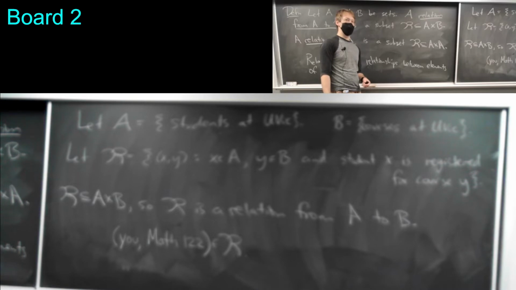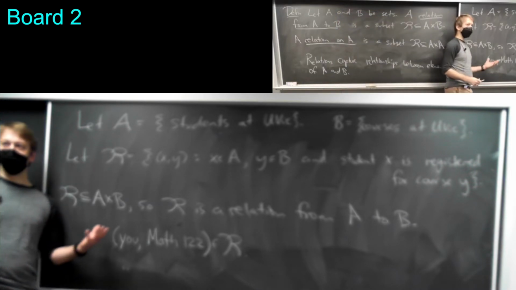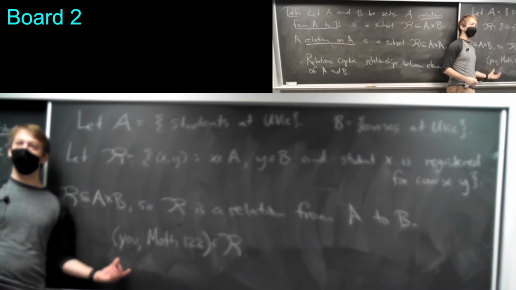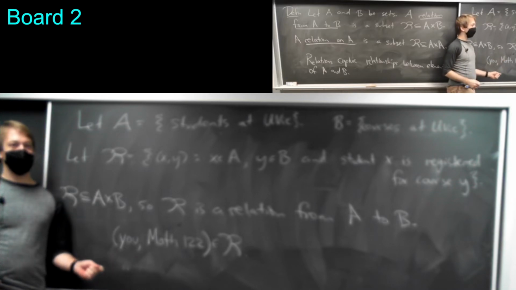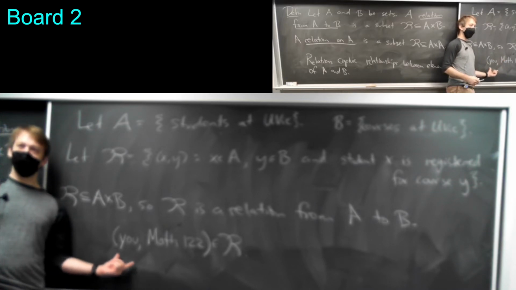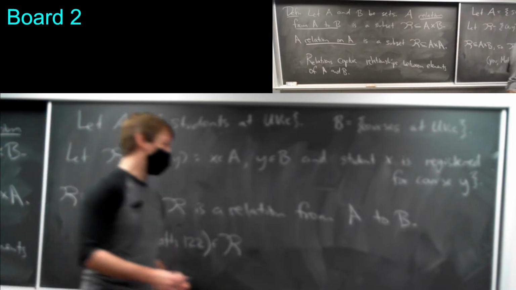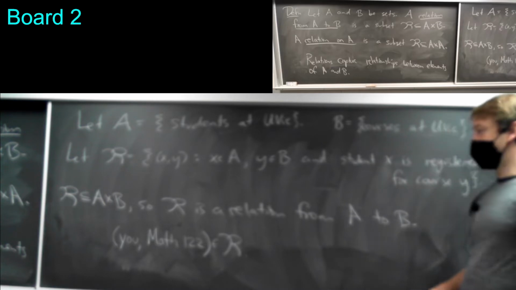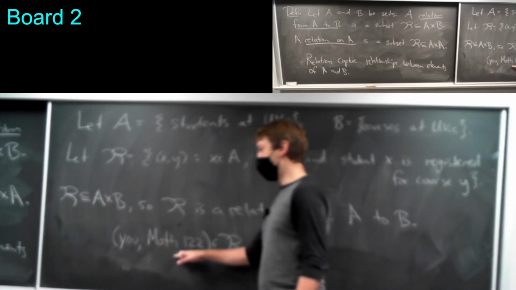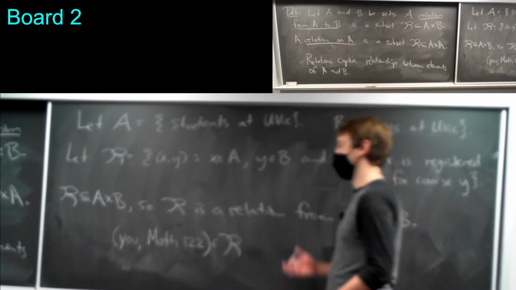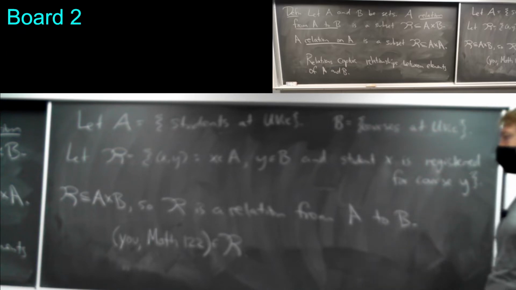I don't know why anyone would show up here if they weren't registered, right? That would just be asking for some torture for no reason, right? But yeah, you see what I mean? So the pair (you, 122) is in R because you're registered for this course. So you are related to this course by this relation.